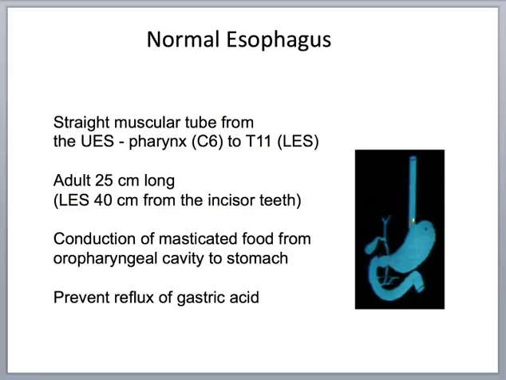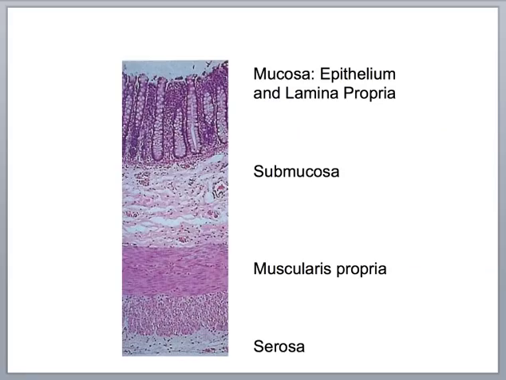In the adult, the esophagus is about 25 centimeters long, and this can be measured from the incisor teeth to the lower esophageal sphincter. This is used primarily in endoscopy to precisely locate where the tip of the endoscope is. The entire GI tract, from the esophagus to the anus, has the same basic histological microarchitecture.